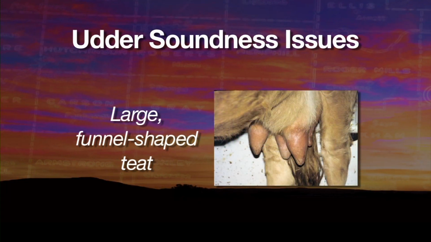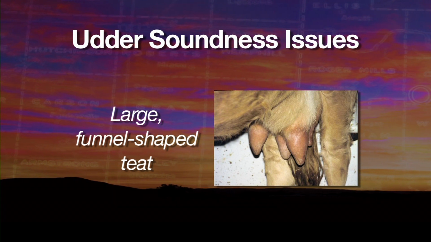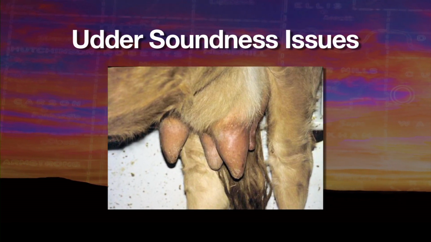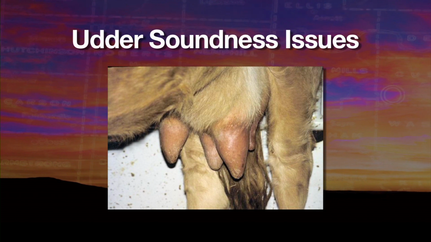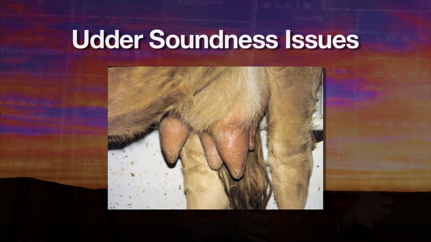The udder soundnesses, or lack of soundnesses, that we ought to be looking for come in two general categories. Number one, watch for those cows that have the very large funnel-shaped teat. Chances are the calf is not nursing on it anyway. It might have mastitis and is a dry quarter. Also, with that very large teat, it's difficult for next year's baby calf to get its mouth around it, and therefore it is less likely to get the first milk, the colostrum, in time to really give that calf some disease protection.